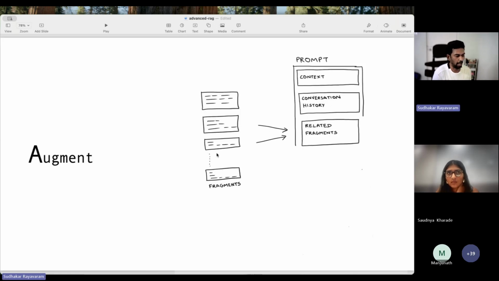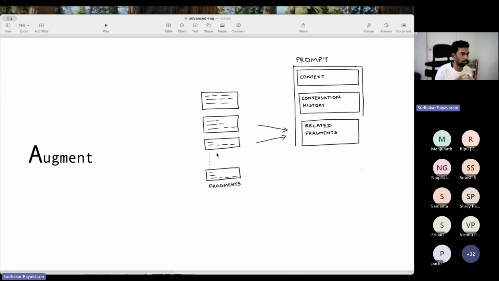Augment. After you have found the right parts for your question, you have to put them in the prompt, right? The prompt will have different sections. Every prompt will have the context, where it says, hey, you are a very helpful chatbot assistant for this company, and so on. And then you will also have a conversation history of the past conversations, so that the prompt will have all the information.